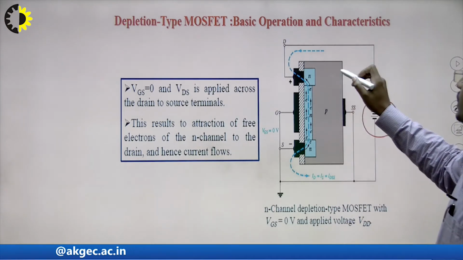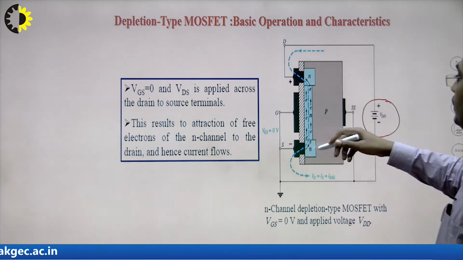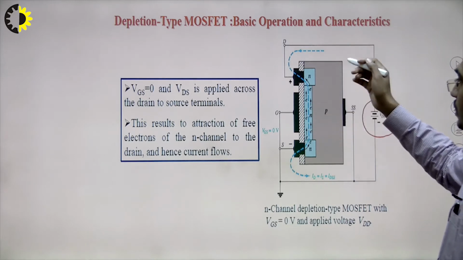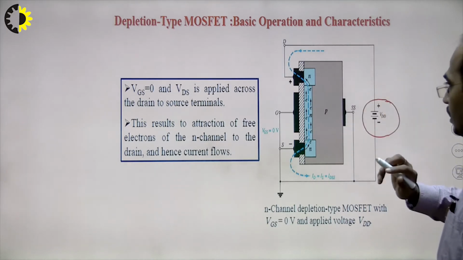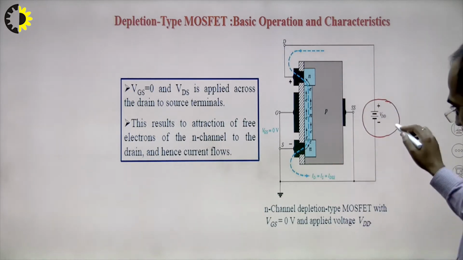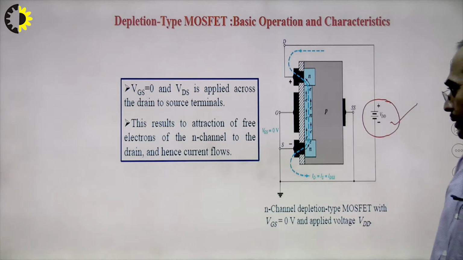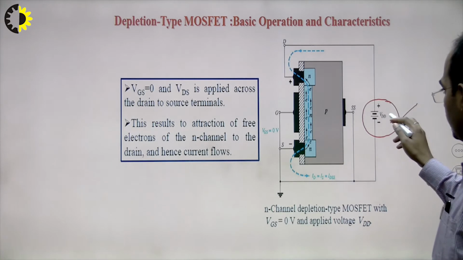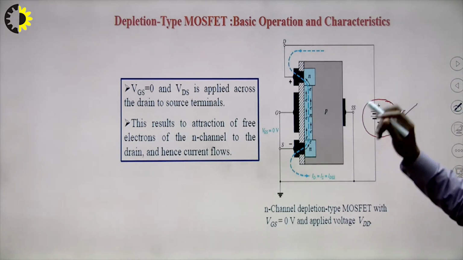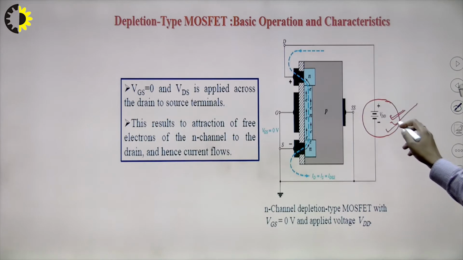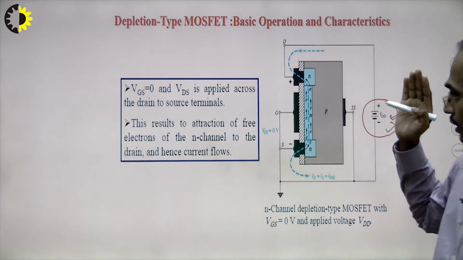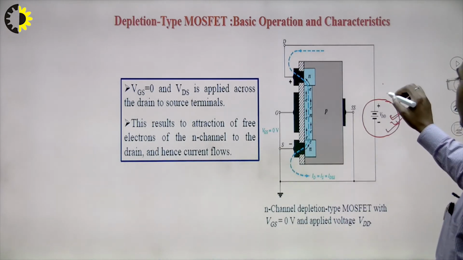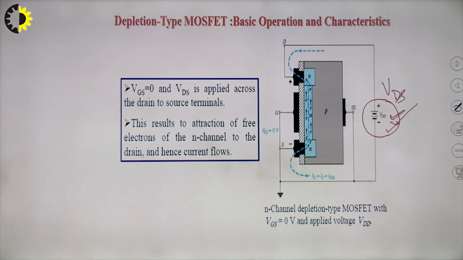and current will be constituted because of these majority charge carriers, or because of the movement of these electrons. So, the direction of current will be in this direction. As the value of VDS increases, the current will increase, and after a certain value of drain to source voltage, a maximum current will start flowing through the channel. I will consider that VDS at which we get ID equal to IDSS.